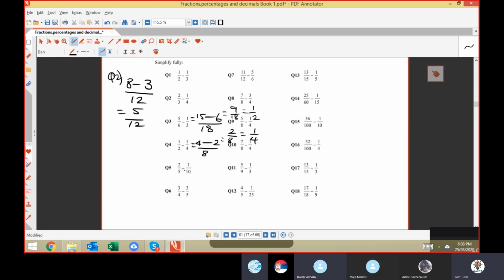This question 5. So 2 times 10 equals 20. Then minus 5 times 1, which is 5, over 5 times 10, 50. And then equals 15 over 50. You can divide them both by 5. So 3 over 10. Good job.